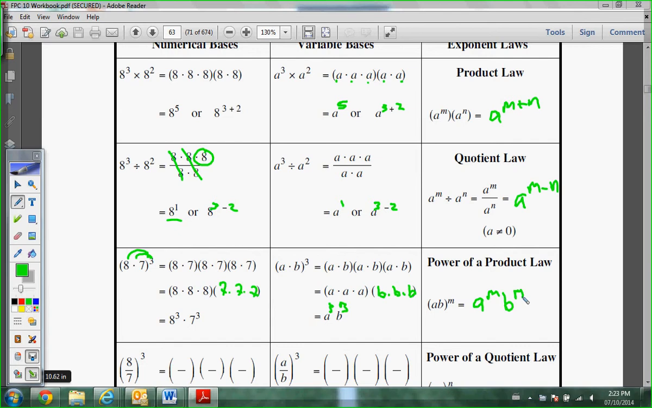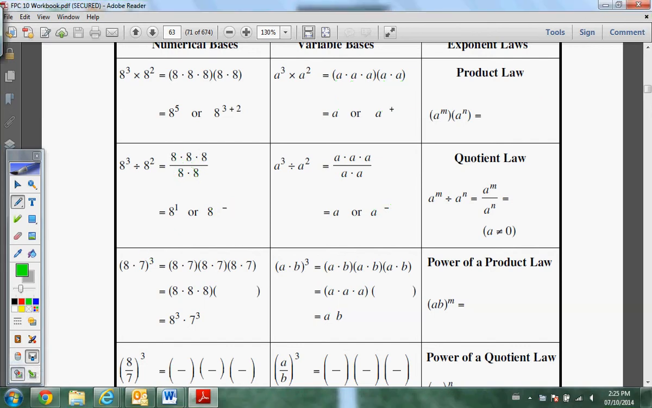Alright, couple more. Is anybody forgetting any of these rules at all? They're all kind of just refreshed. Okay, let's talk about power of quotient.